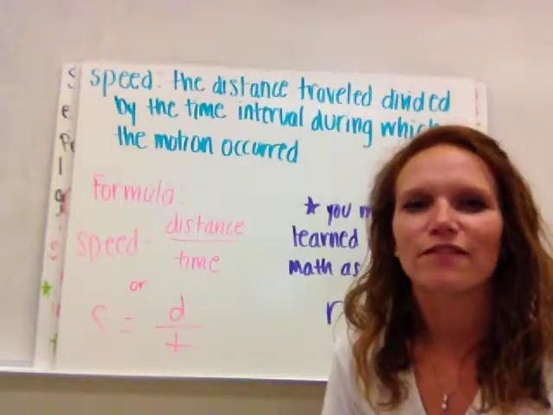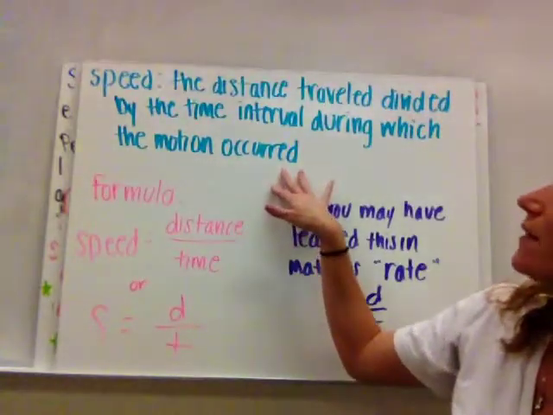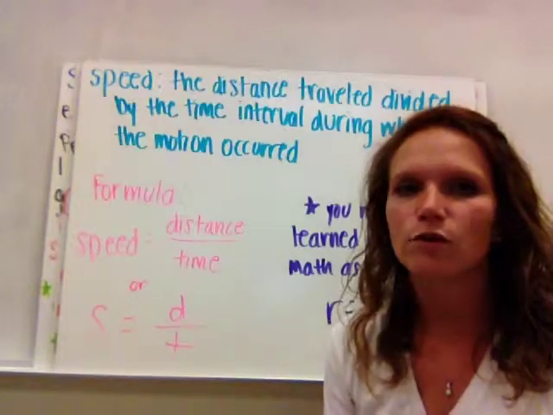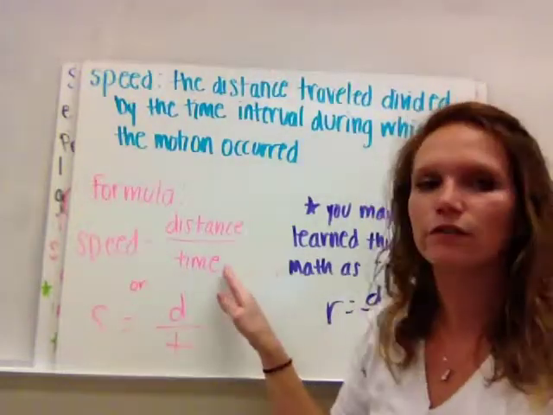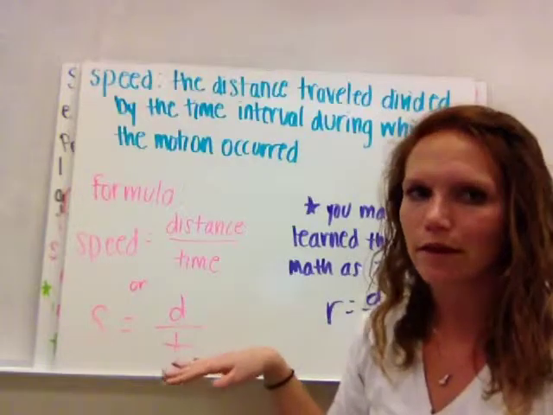Today we're going to talk about solving for speed. As you know, speed is the distance traveled divided by the time interval in which the motion occurred. This plugs into our formula, speed equals distance over time. That's how it is written out. S equals d over t is how it is with letters.